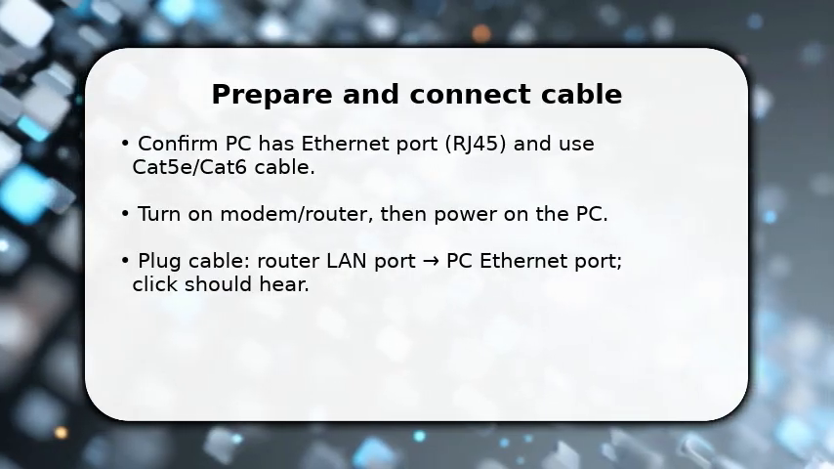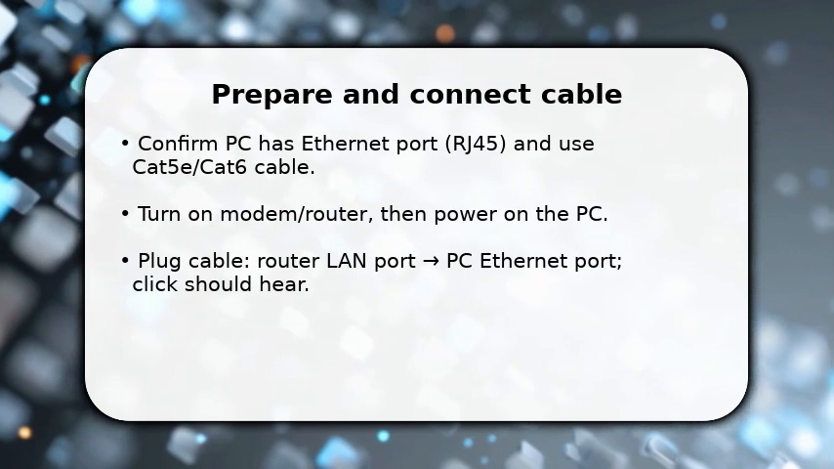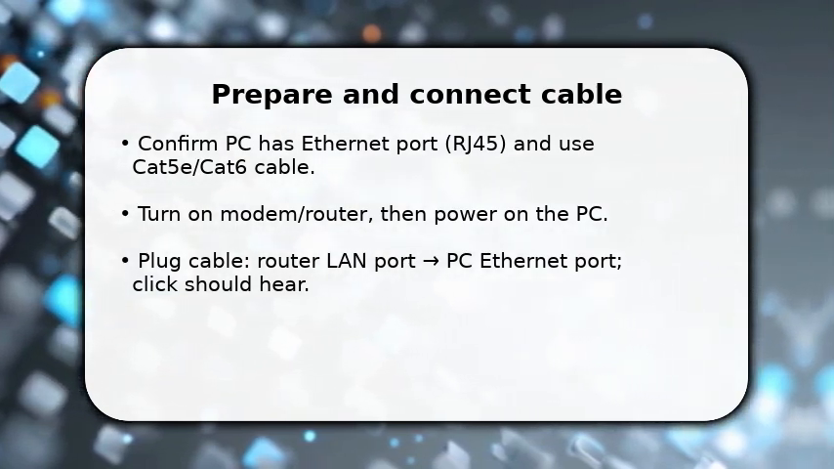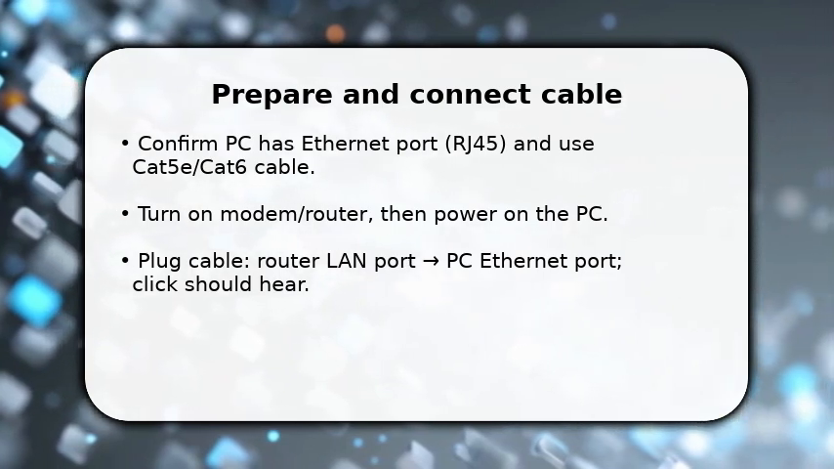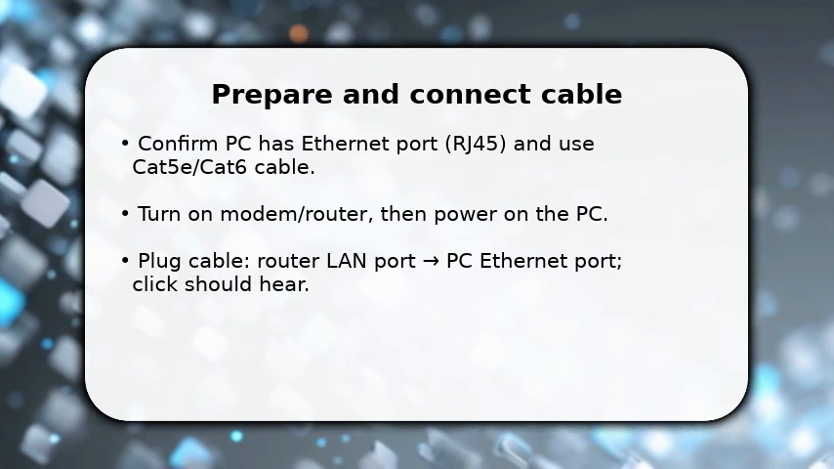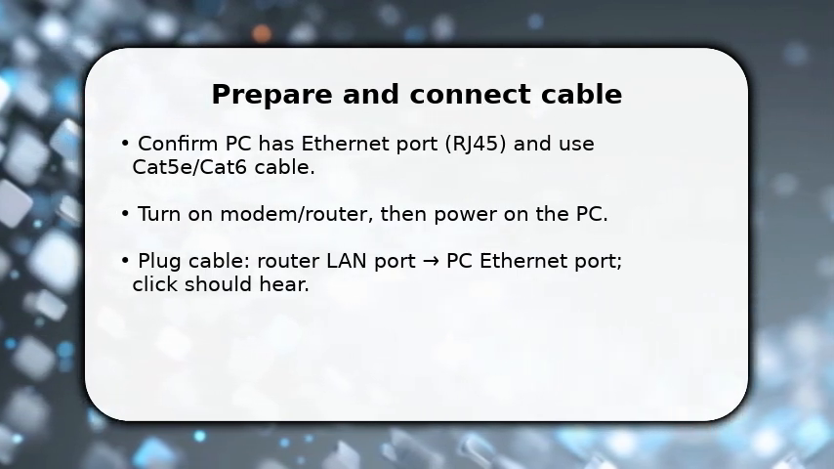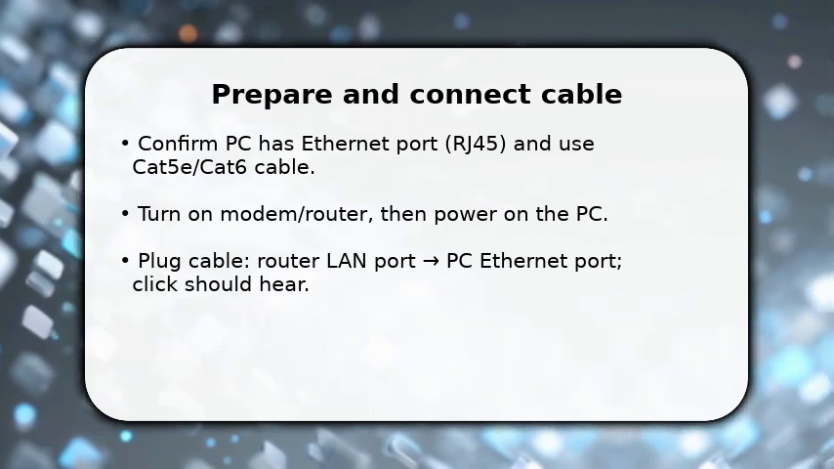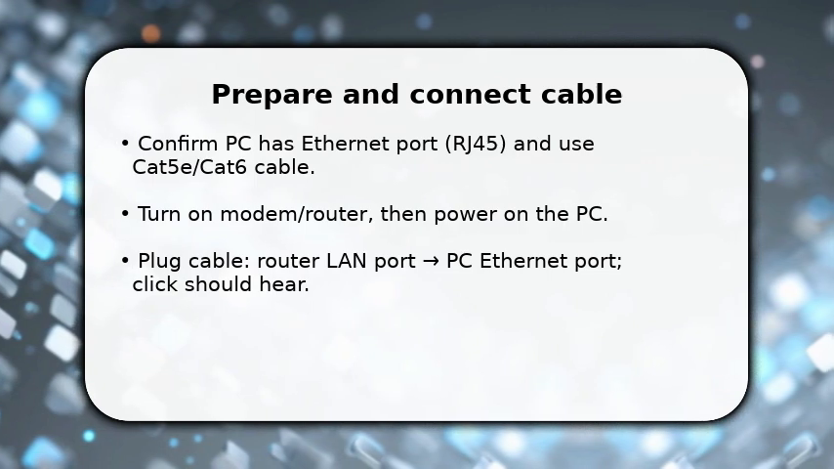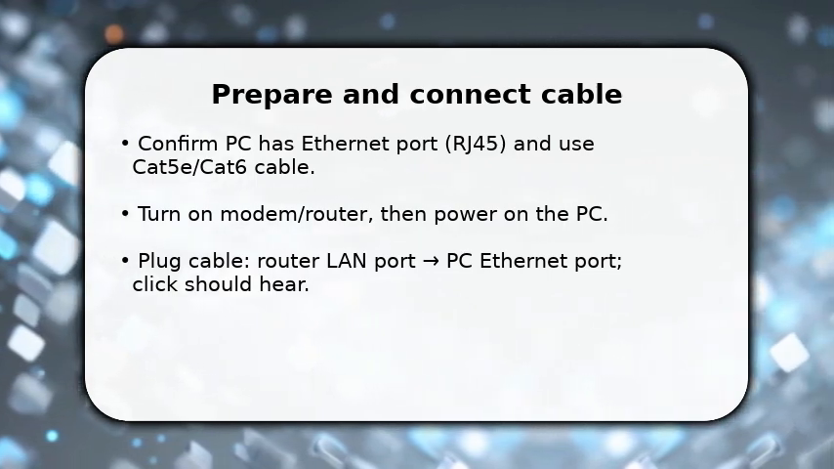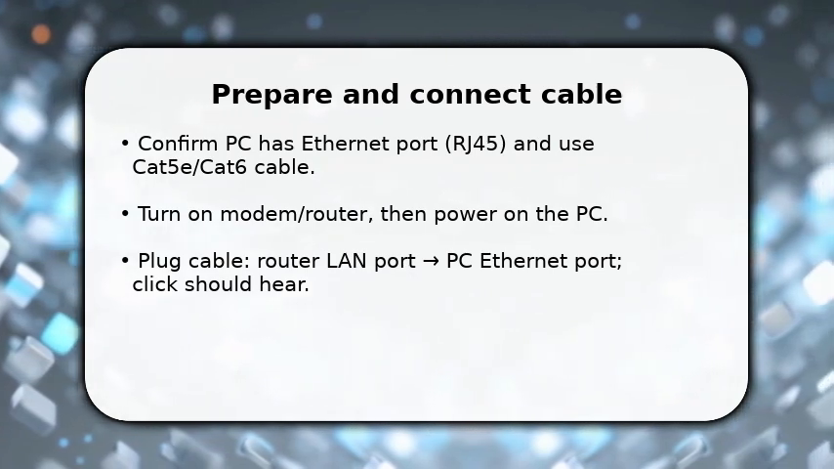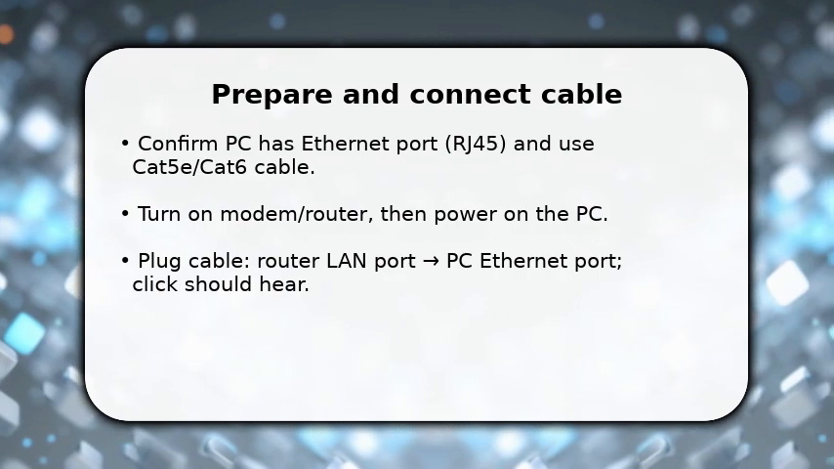You start by preparing hardware and making the first connection. You must confirm the PC has an Ethernet, RJ45 port, and choose a Cat5e or Cat6 cable for stable speeds. Once the modem and router are powered, plug one end into a router LAN port and the other into the PC Ethernet jack. You should feel a click. Make sure LED activity lights on the port illuminate. That indicates physical link. If no lights, try a different port or cable immediately.